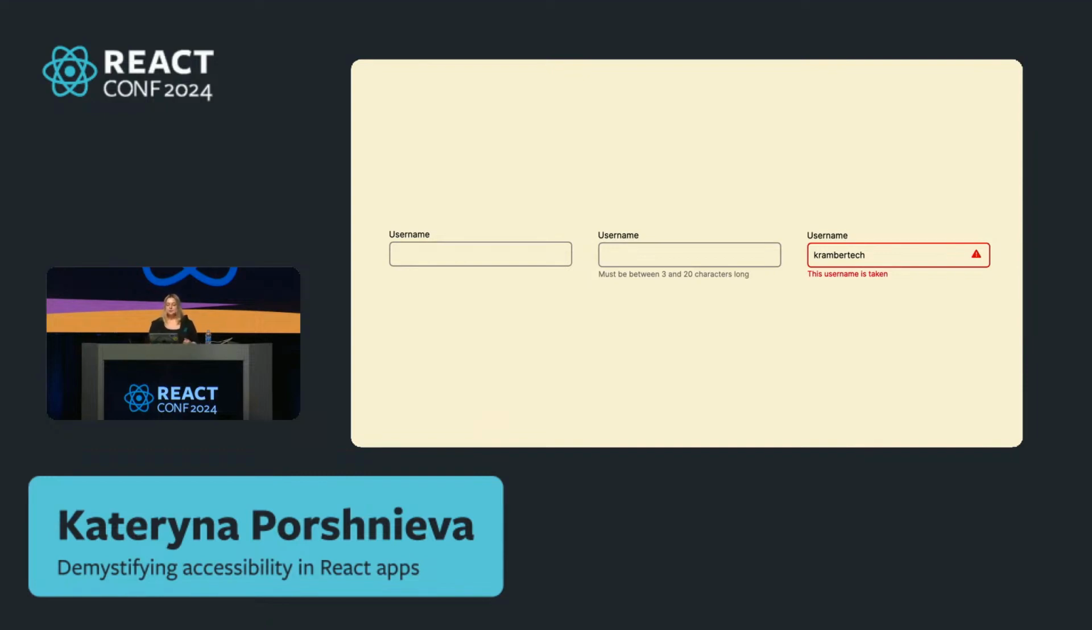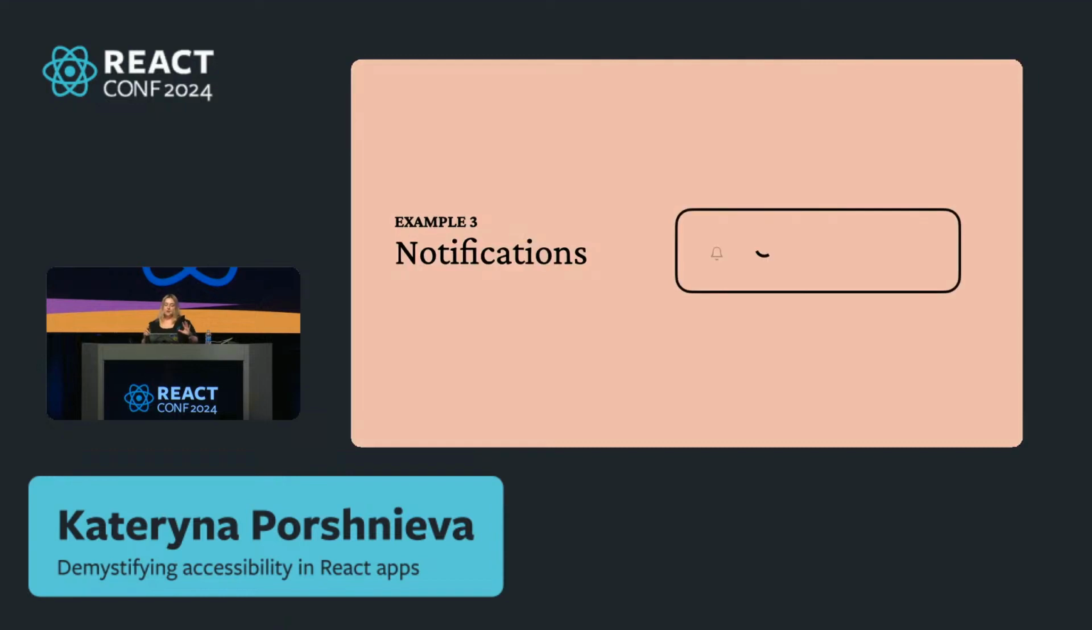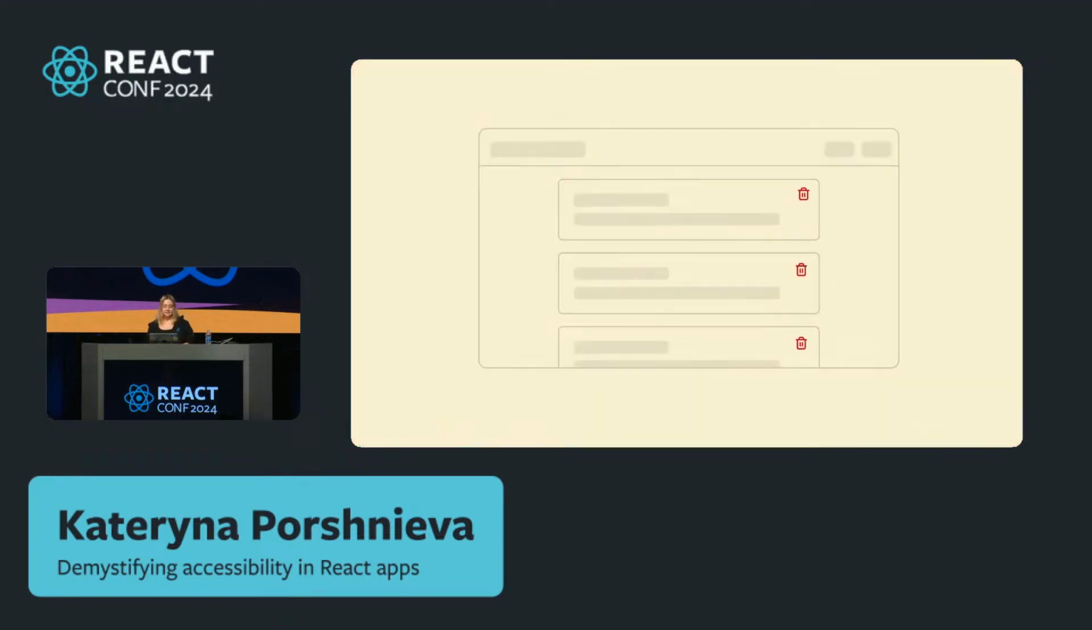So now when looking at the inputs, we learned about labeling using ARIA, the useId hook, and also using ARIA to expose validation errors. Let's now cover our last example, which is notifications, and how to implement them accessibly.